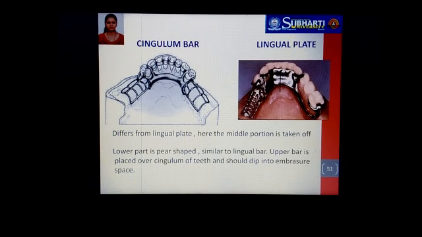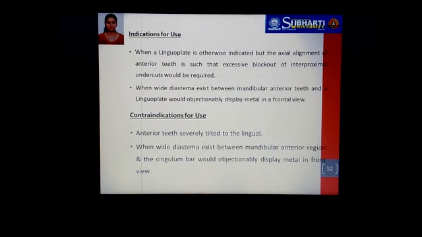So where this kind of design can be given: when a lingual plate is otherwise indicated, but the actual alignment of the anterior teeth is such that excessive blockout of interproximal undercuts would be required. In cases where we study that a lingual plate or certain designs cannot be given because of lingually tilted teeth, we can give this type of design, in which the tilt is not going to interfere with the seating or the removal of the prosthesis. So this kind of design will ensure that.